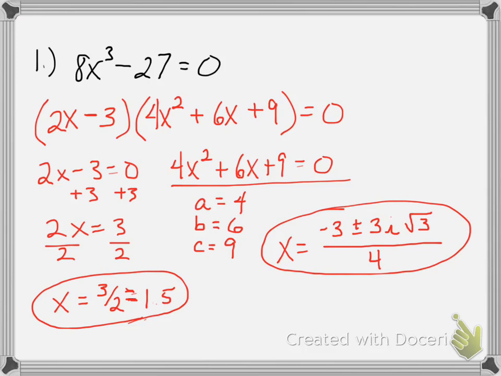Okay, so you really have 3 zeros here. You have one real 0, which is your 3 over 2, and then you have 2 imaginary zeros, which come from your program. Okay? So if you need to write that down or process it anymore, you can pause the video.